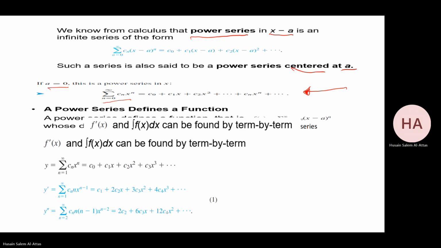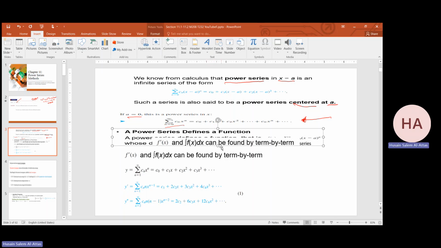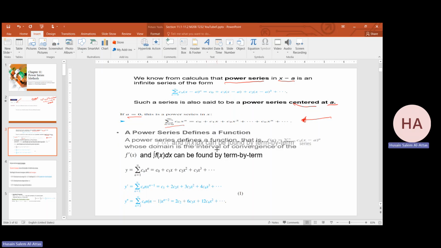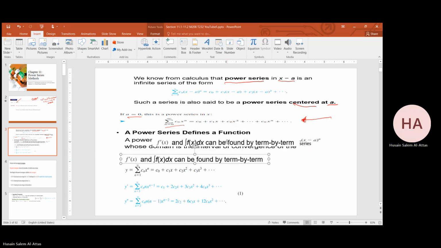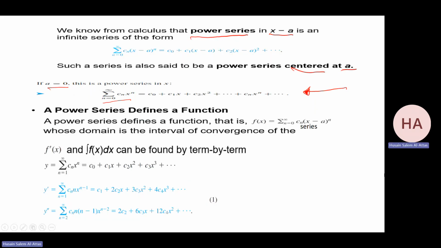We know that a power series will define functions. That means I can write this power series as a function f, whose domain is the interval of convergence of the series.